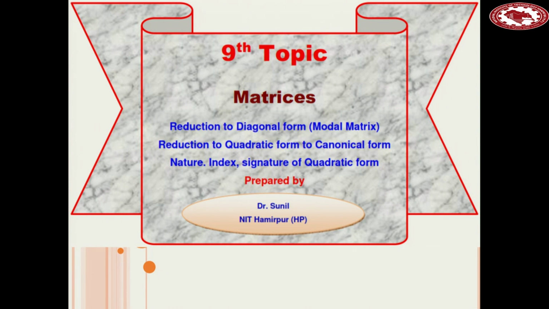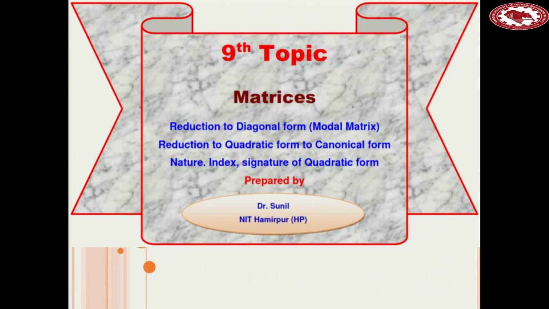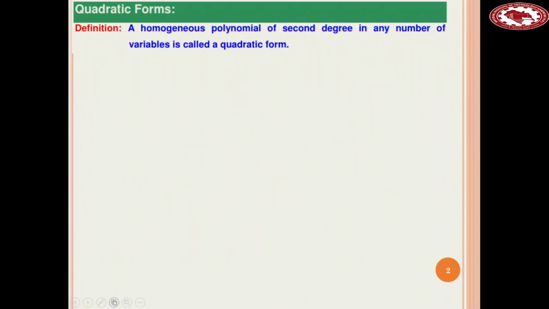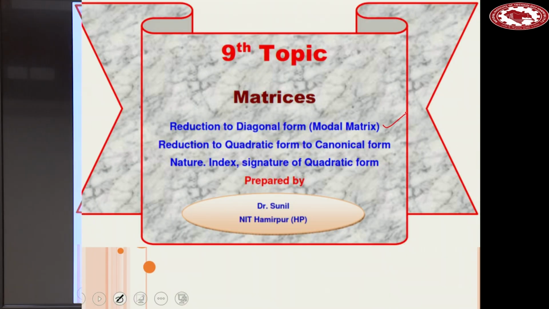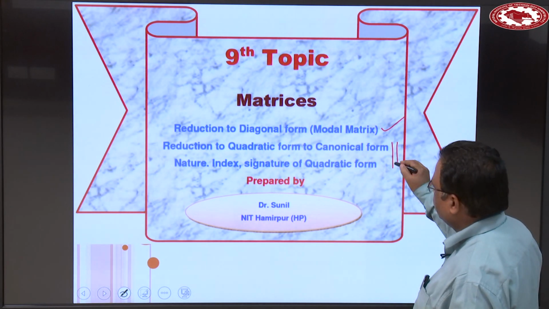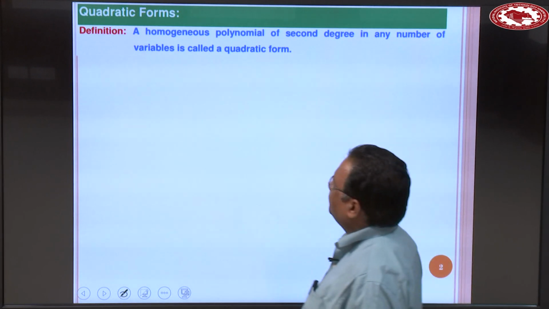And in the last lecture, we have already discussed reduction to canonical form, to diagonal form. Okay? And today we will discuss these two topics. So, let us define what a quadratic form is.